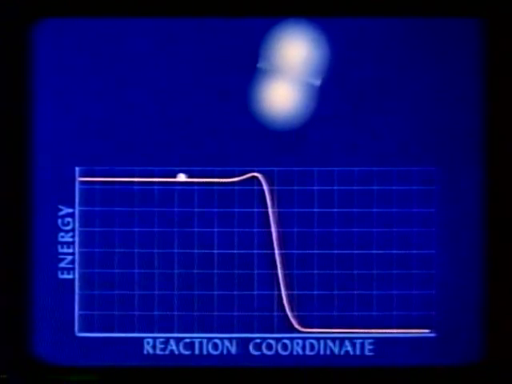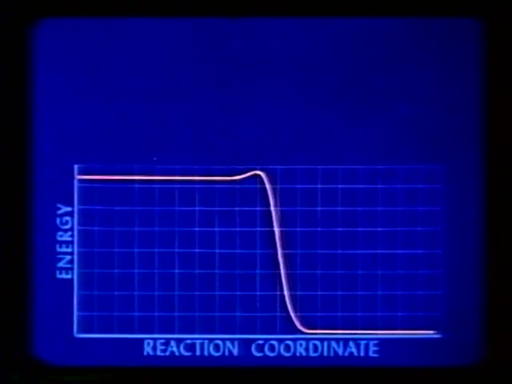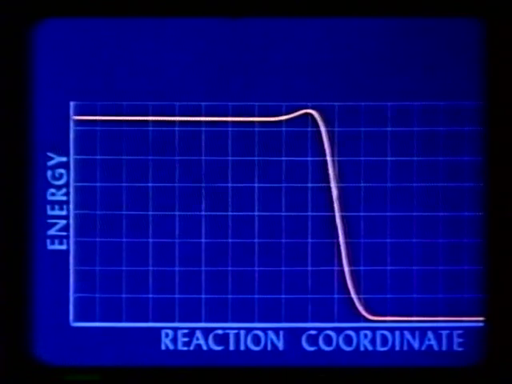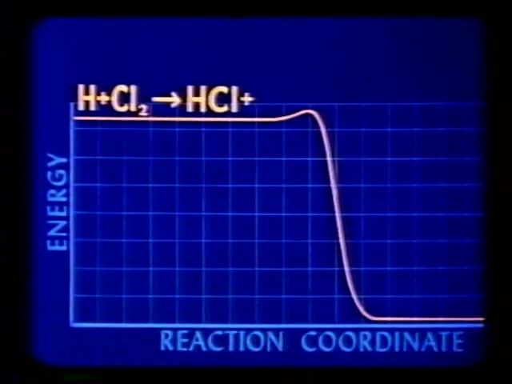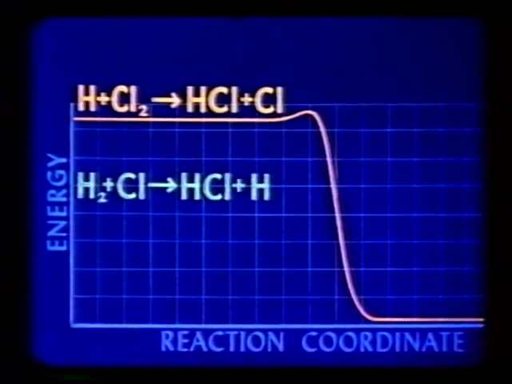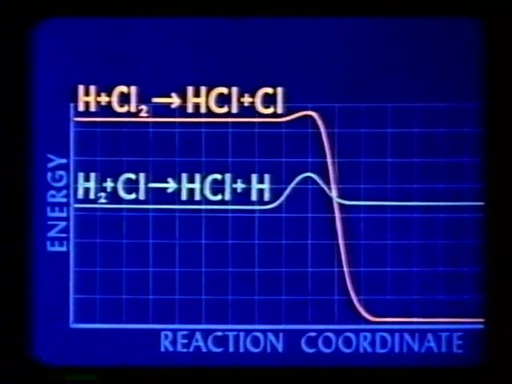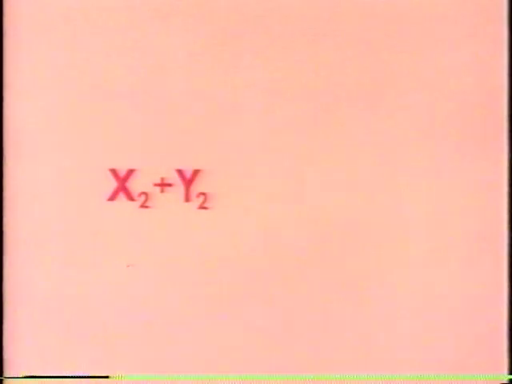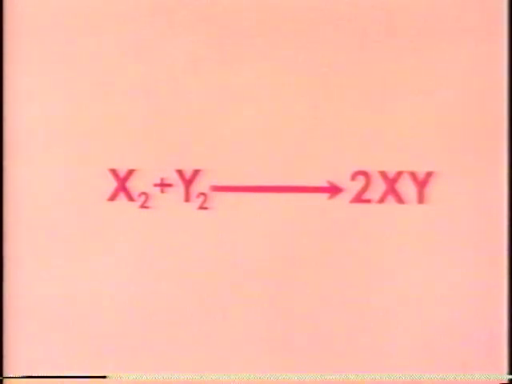The potential energy barrier for each type of reaction is different. This is the general shape of the barrier for the reaction between a hydrogen atom and a chlorine molecule, while for the reaction between a hydrogen molecule and a chlorine atom, this is the general shape. In nature, relatively few reactions take place between atoms and molecules. Most reactions occur between molecules. A reaction of two diatomic gases, X2 and Y2, to give 2XY, can provide a simple hypothetical example of such a reaction.